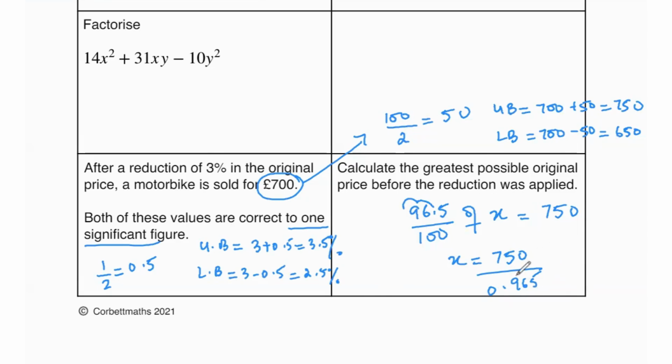And the reason why we're writing 0.965 and 750 is because we want the greatest possible value. And the greatest possible value is only possible in division if the numerator is the upper bound and the denominator is the lower bound. Hence, for the price of the bike, we chose the upper bound, because that is going to be divided by the percentage, and that's going to be the lower bound. So 750 divided by 0.965 is going to give us 777.20 pounds. That is the greatest possible original price before the reduction was applied.